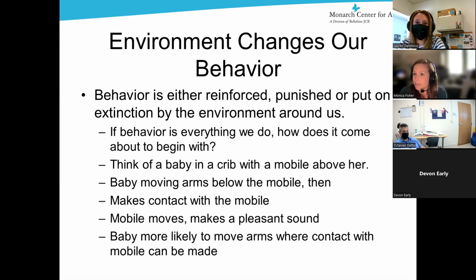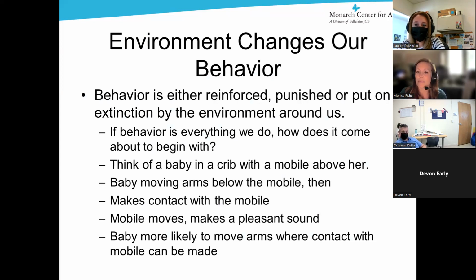Environment changes our behavior, and it's just something to be aware of when we're working with our kids. Behavior is either reinforced, punished, or put on extinction by the environment around us. These are natural phenomena that occur. There's things that we can do, contingencies that we can then put in place, but these principles just occur naturally.